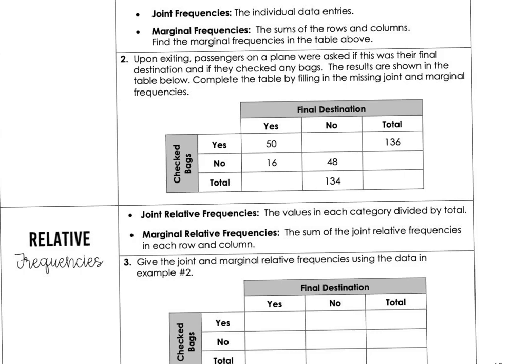So if I take 136 minus 50, that should give me 86. Okay, the rest of them are just totals, right? Same thing we did on the first one. 16 and 48 make 64. 50 and 16 make 66.